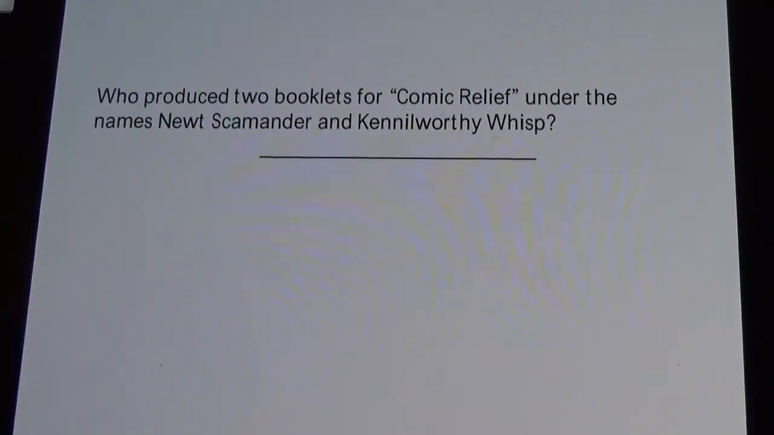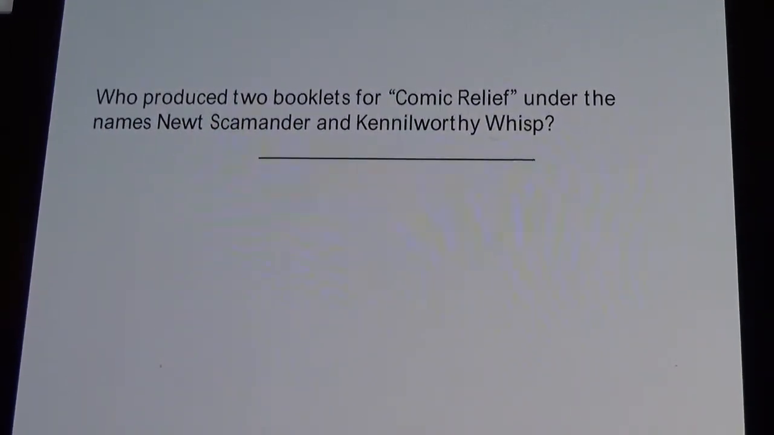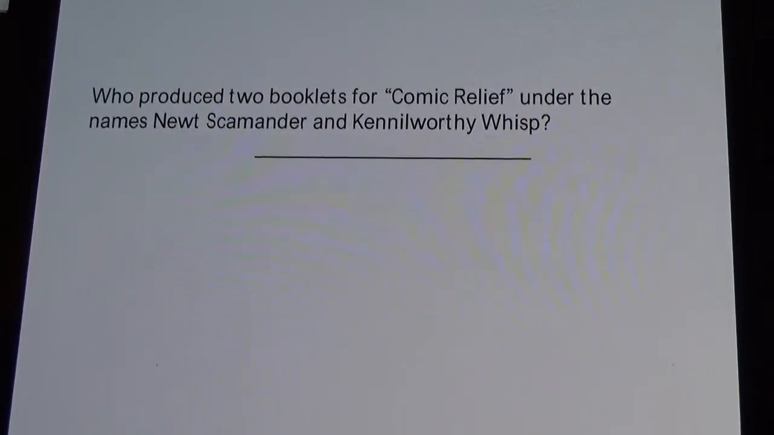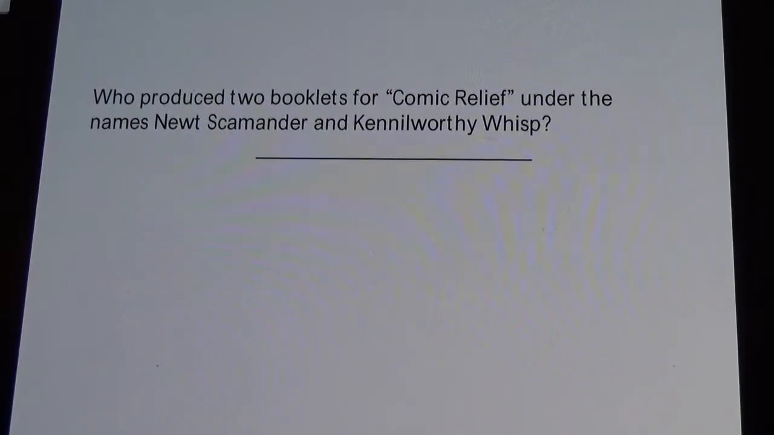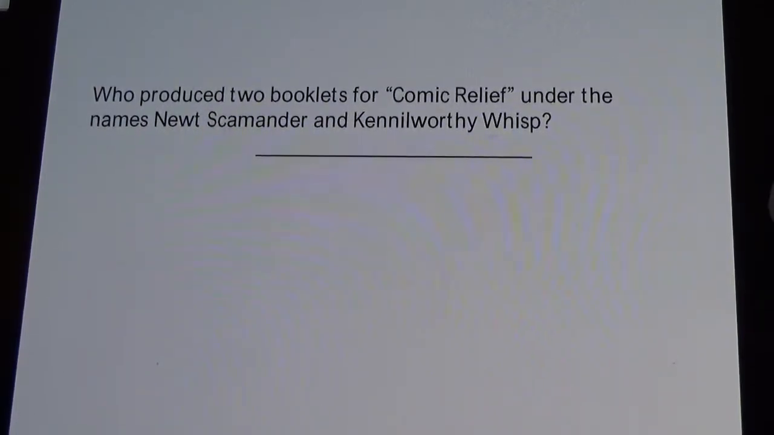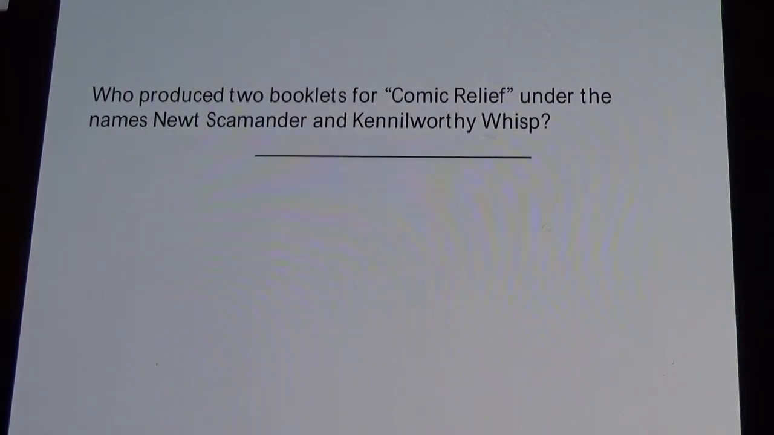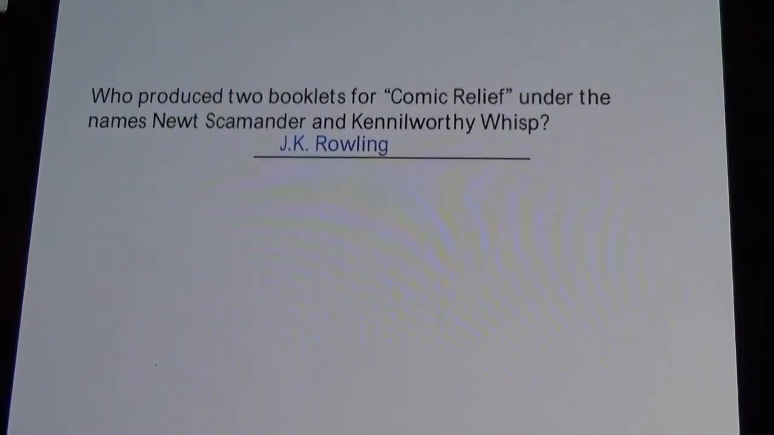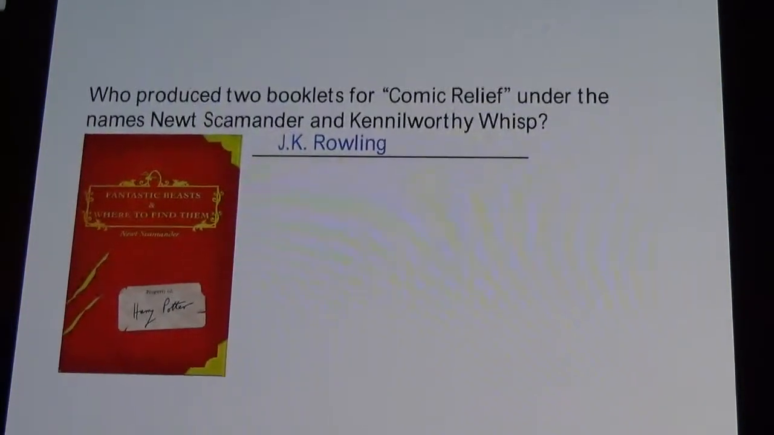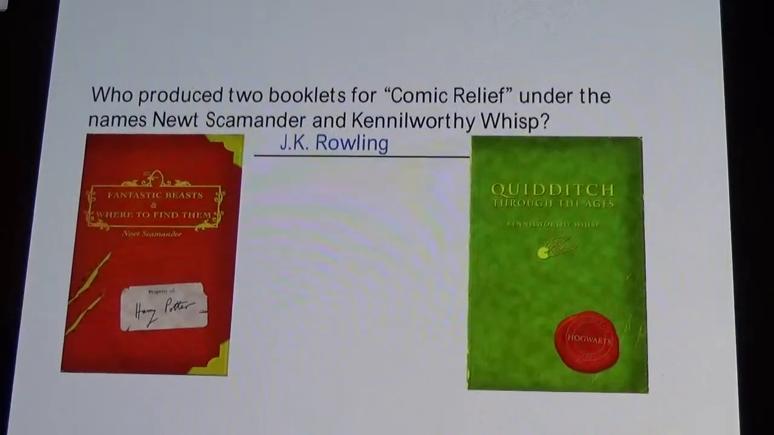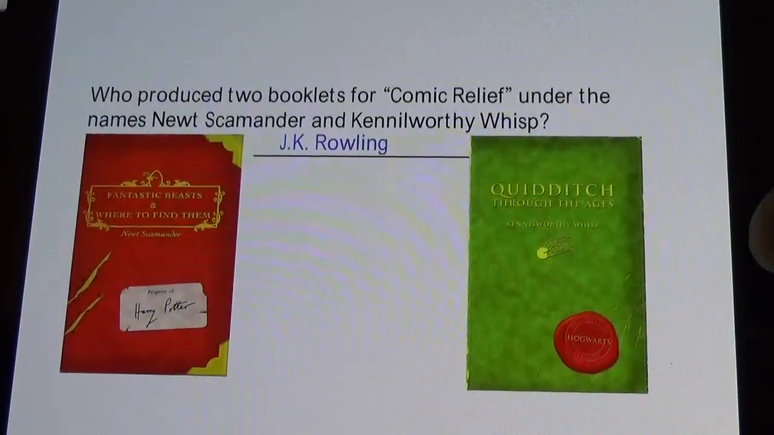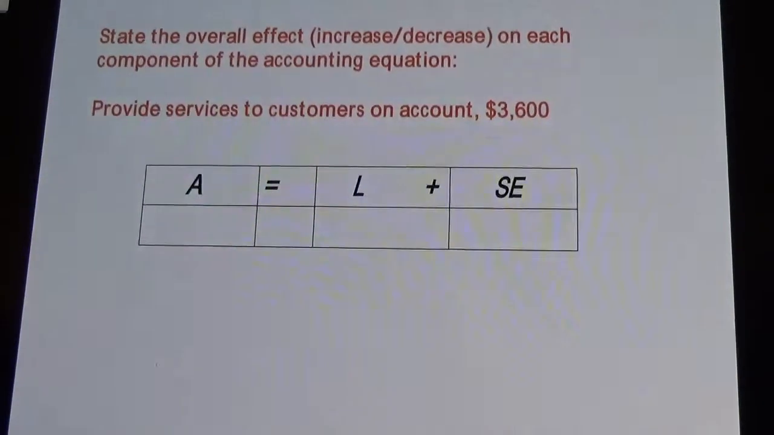Another commercial break. Who produced 2 booklets for comic relief under the names Newt Scamander and Kenilworthy Wisp? Most of you are old enough to have watched the Harry Potter movies and read some of the Harry Potter books. The answer to this question is, in fact, J.K. Rowling. You would have seen both of these booklets in some of the Harry Potter books that were there. These were books that Harry owned. Okay, commercial break is over.